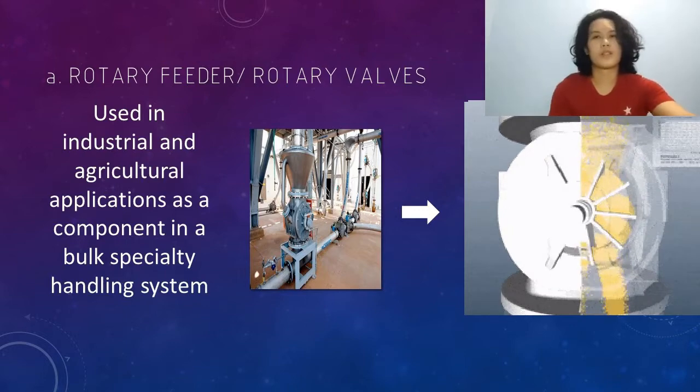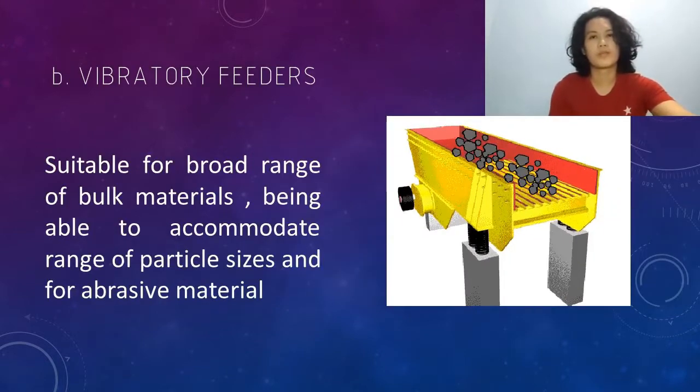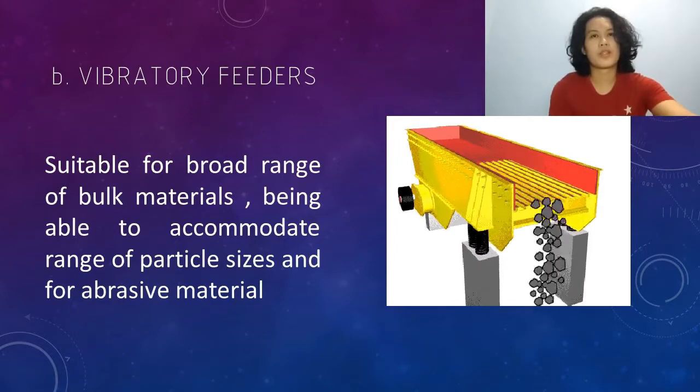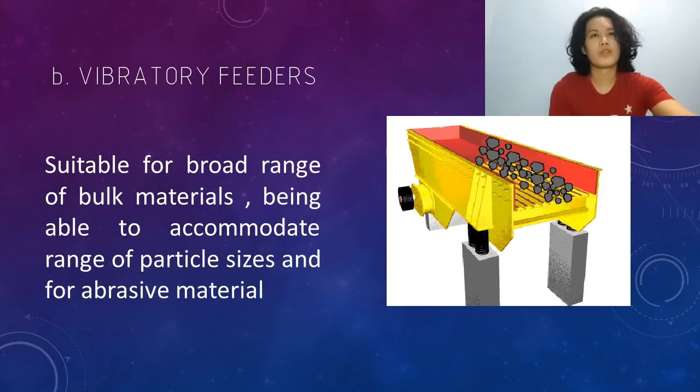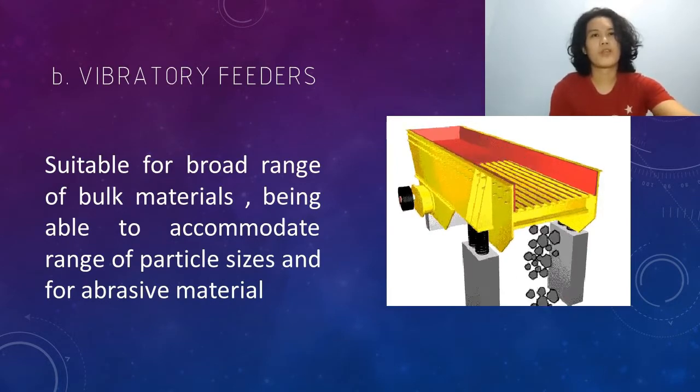Next are the vibratory feeders. They are suitable for a broad range of bulk materials, able to accommodate a range of particle sizes and abrasive materials. It is an instrument that uses vibration to feed material to a process or a machine. Vibratory feeders use both vibration and gravity to move the material.